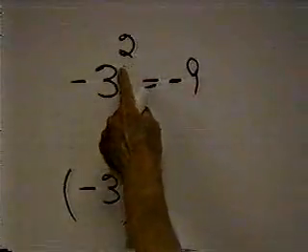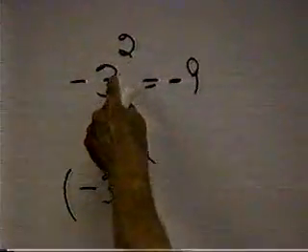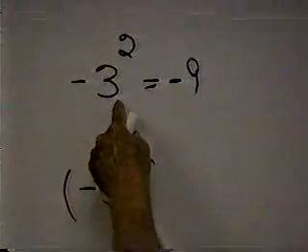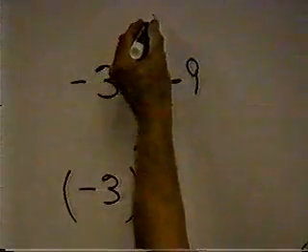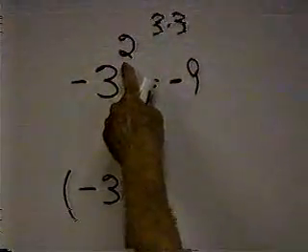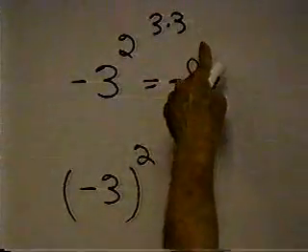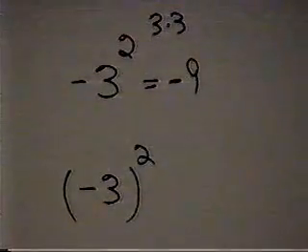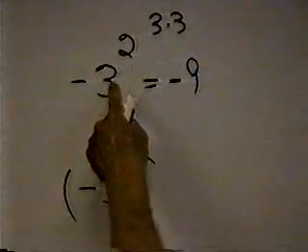Now 3 squared means 3 times 3. This number up here means you write this down that many times. So 3 squared means 3 times 3. If this had been 3 to the 5th, it would be 3 times 3 times 3 times 3 times 3. 5 of those. Okay. Do not multiply this together. This tells you how many of these you have.